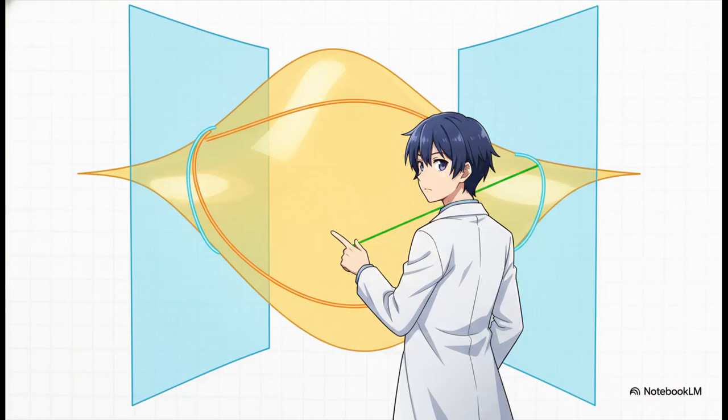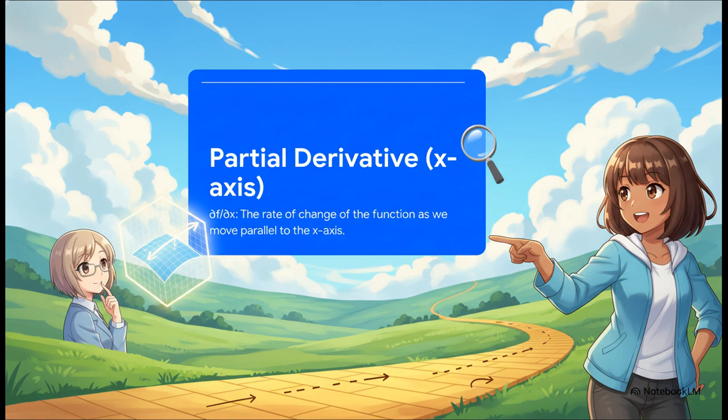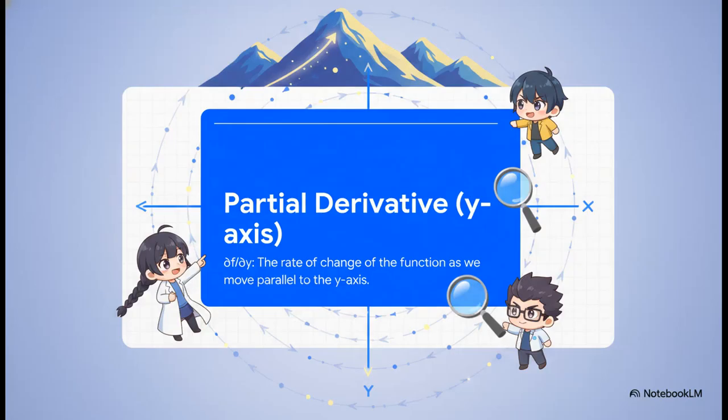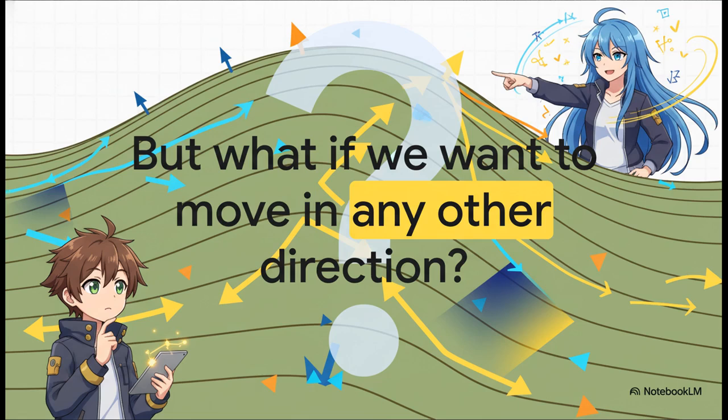Let's start simple with our first tool, partial derivatives. They just look at two directions. The partial with respect to x just tells you the slope if you're only moving east or west. And, you guessed it, the partial with y gives you the slope moving purely north or south. Okay, that's useful. But what if I want to walk diagonally? This doesn't help me yet.